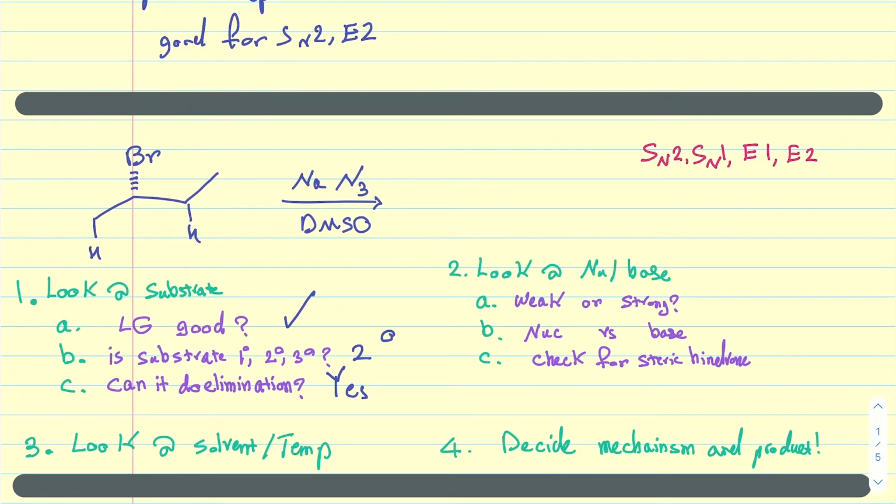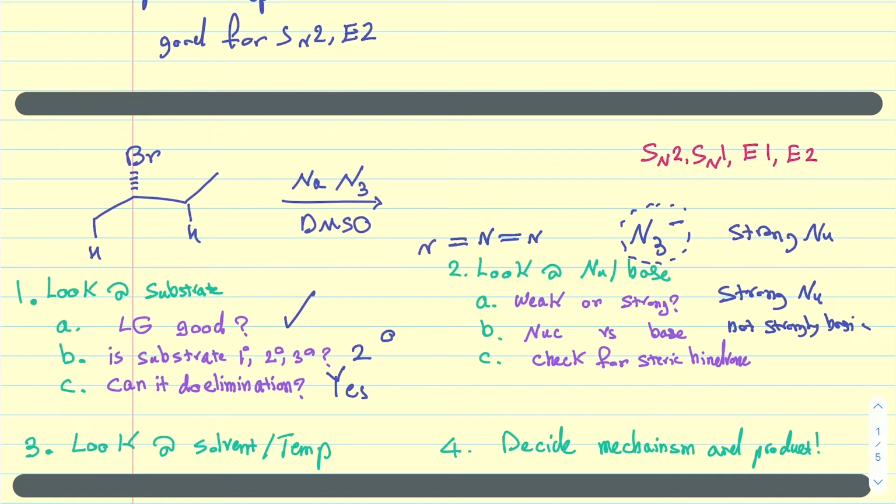How is the nucleophile slash base? It's a very strong nucleophile, not strongly basic. Because N3 minus is a strong nucleophile because it does have a negative charge. It is pretty polarizable, but it's not very strongly basic because HN3 has a pretty low pKa. It doesn't have steric hindrance. So all of these so far favor a substitution reaction.